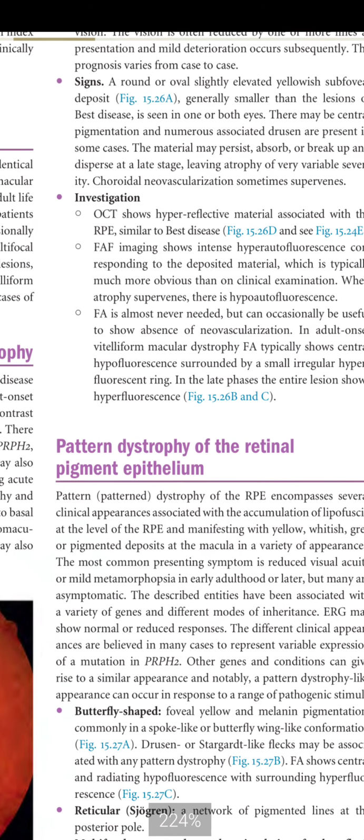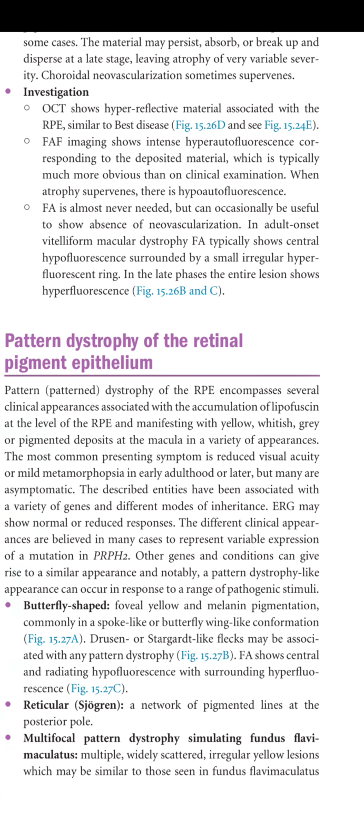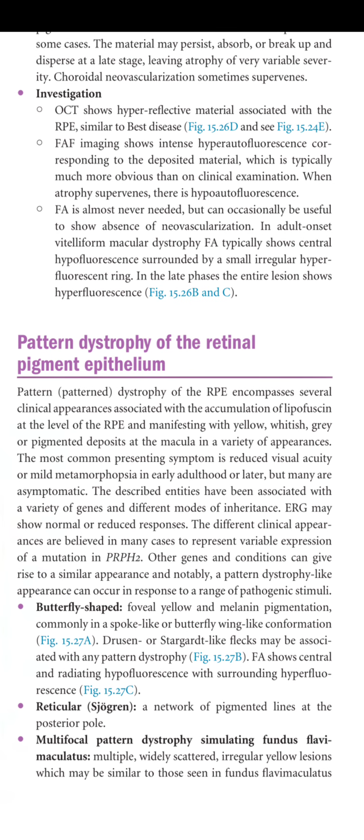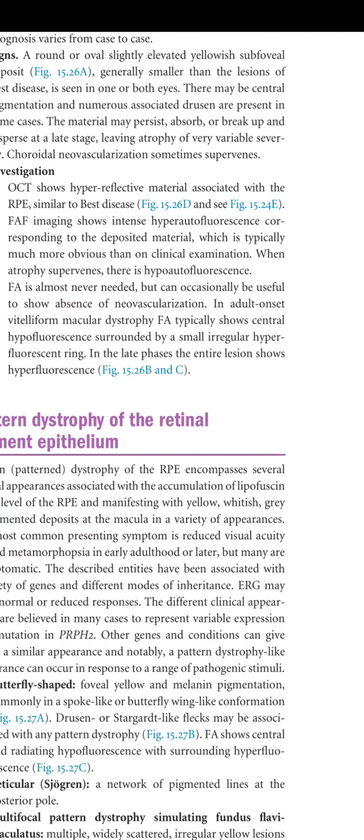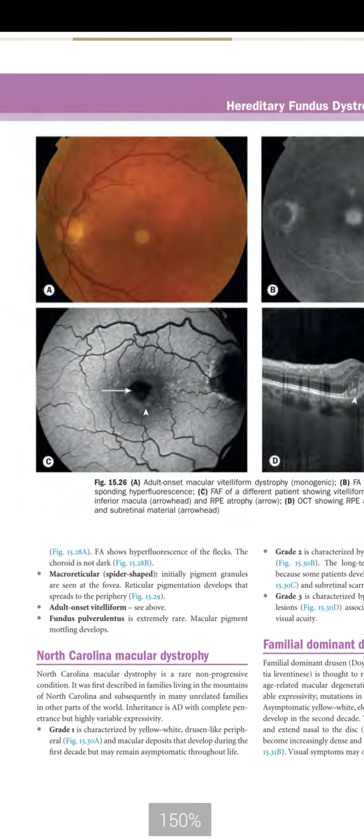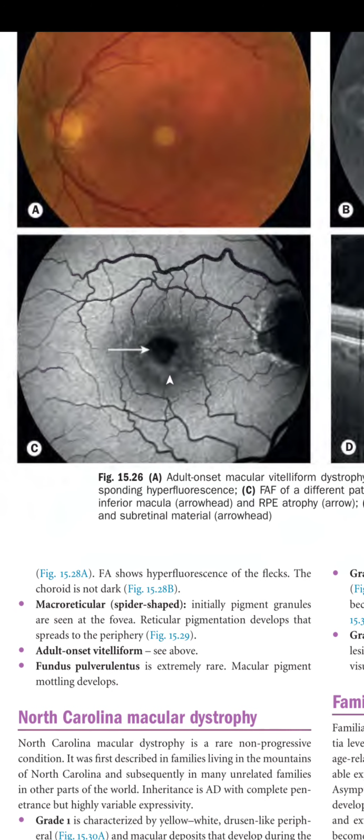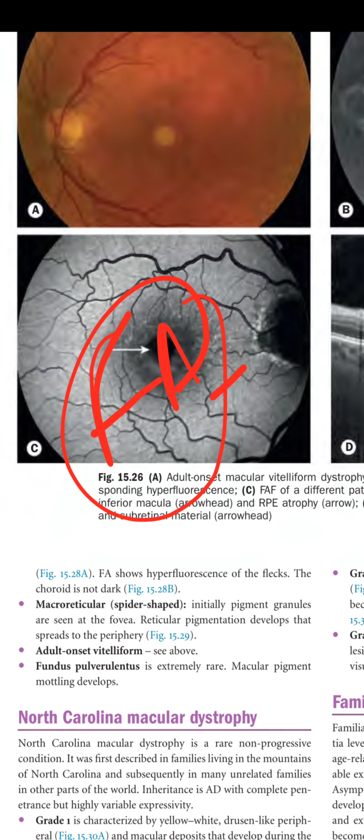Next is reticular Sjögren, a network of pigmented lines at the posterior pole. Then there is a multifocal pattern dystrophy simulating fundus flavimaculatus, just like Stargardt disease. Multiple widely scattered irregular yellowish lesions which may be similar to those seen in fundus flavimaculatus. FA shows hyperfluorescence of the flecks, and the choroid is not dark. So the difference is basically in the FA. The FA will show hyperfluorescence of the fleck and the choroid is not dark.